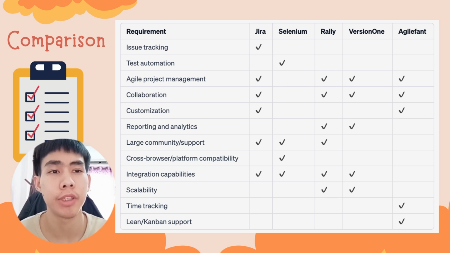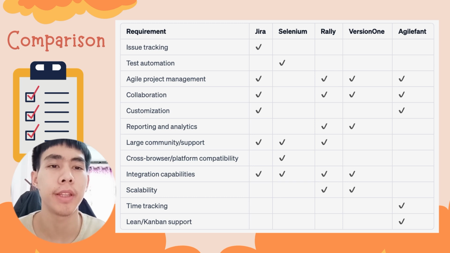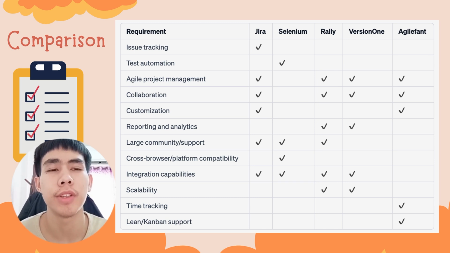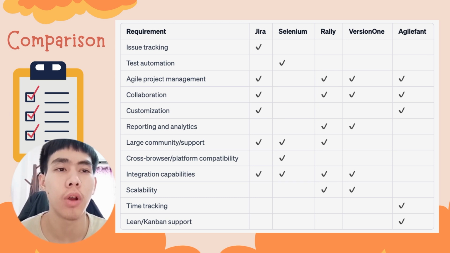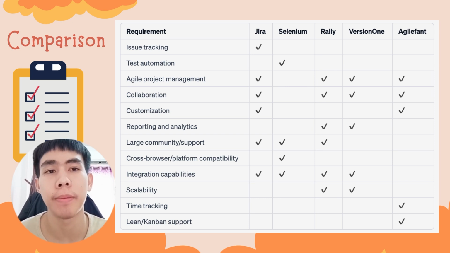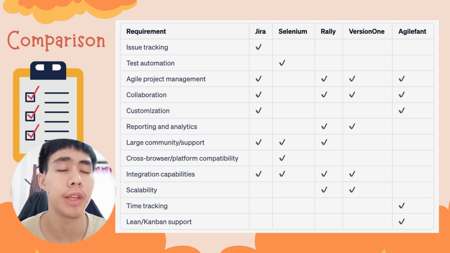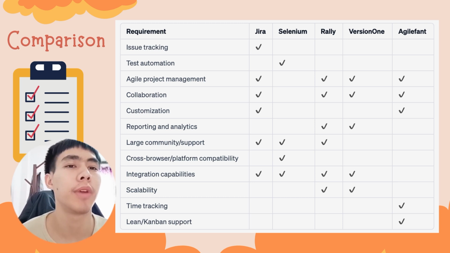Eight is cross-browser platform capabilities. Selenium specializes in cross-browser platform capability, ensuring consistent functionality across different web browsers. Next is integration capability. Jira, Selenium, Rally, and Version 1 offer integration capability, allowing seamless data flow and connectivity with other tools in the software development lifecycle.